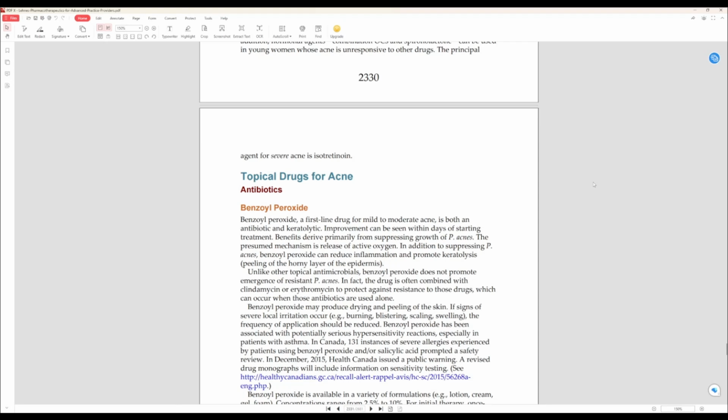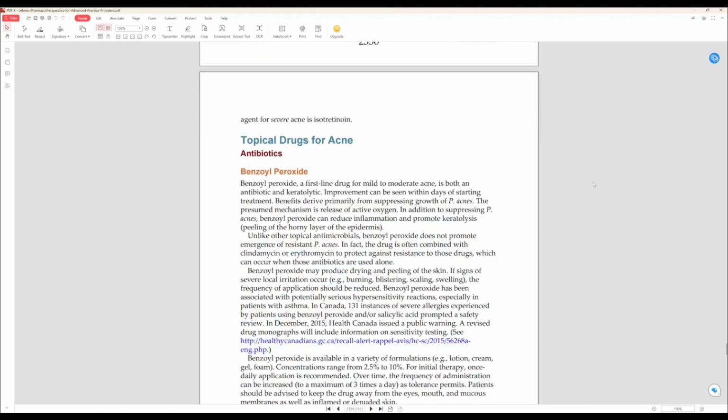Unlike other topical antimicrobials, benzoyl peroxide does not promote the emergence of resistant P. acnes. In fact, the drug is often combined with clindamycin or erythromycin to help protect against resistance to those drugs, which can occur when these antibiotics are used singularly or alone. Benzoyl peroxide may produce drying and/or peeling of the skin. If signs of severe local irritation begin, the frequency of application needs to be reduced.